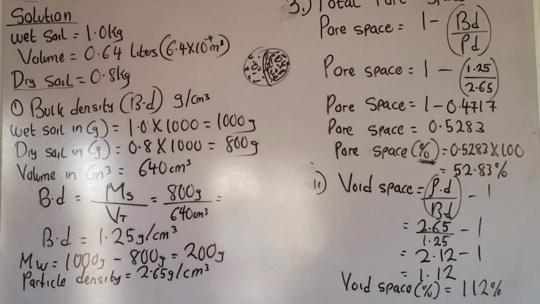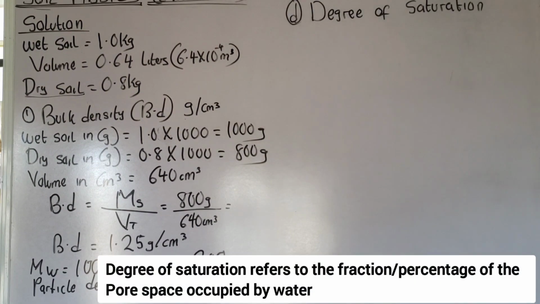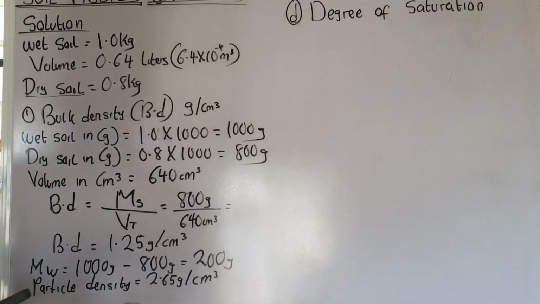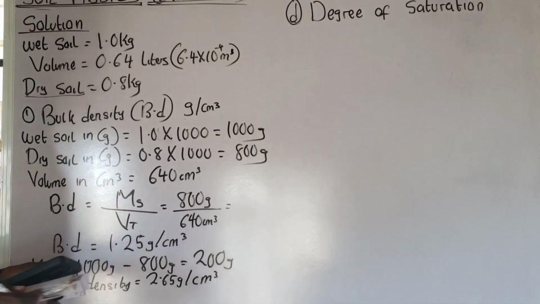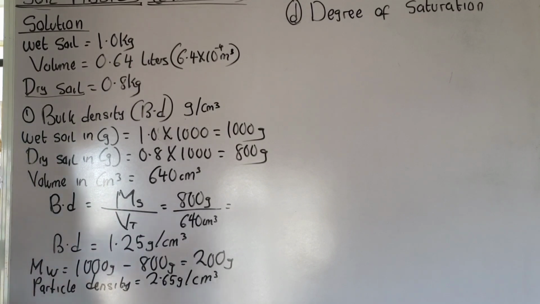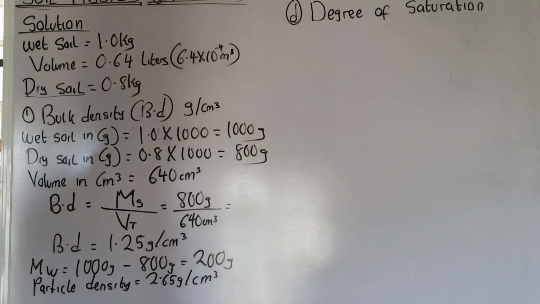The next question says we should calculate the degree of saturation. Now how do we calculate the degree of saturation? In fact, what do we mean by degree of saturation? The degree of saturation in the soil refers to the fraction or percentage of the pore space in the soil that is filled with water. Don't forget that pore space refers to those spaces in the soil that are filled with either air or water. Now, that fraction of the soil that is filled with water is what we call the degree of saturation. Of course, saturation tells us how something is being occupied by water. That's what we call the degree of saturation.